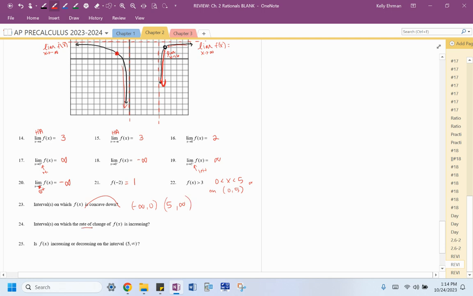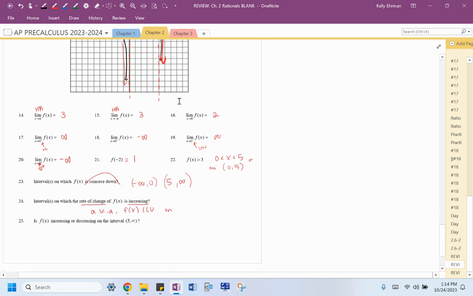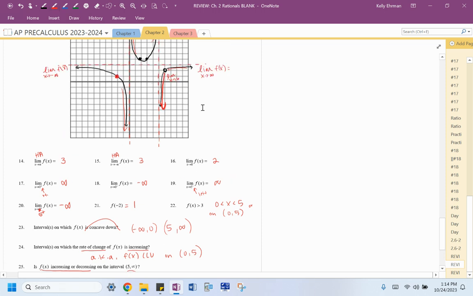Intervals on which the rate of change is increasing, aka when is f of x concave up? Rate of change increasing goes with concave up. That's on this middle section, 0 to 5. Is f of x, just the graph of f of x, increasing or decreasing on 5 to infinity? So here's 5 to infinity. You have to trace these graphs from left to right. Sometimes the arrows are misleading. So f of x is increasing on that interval.